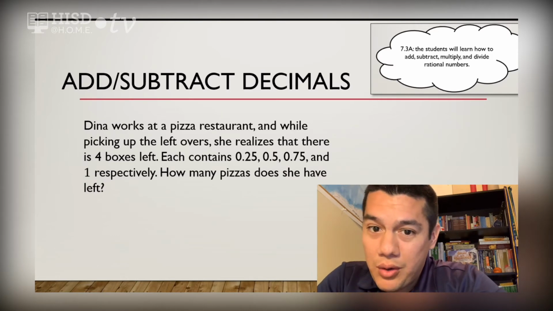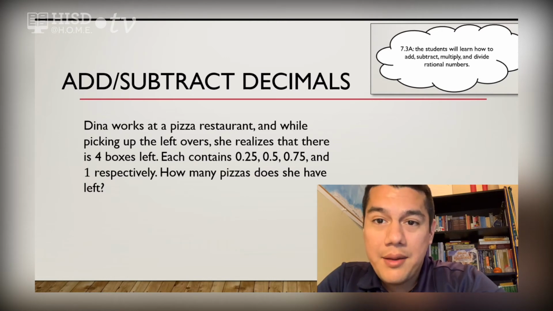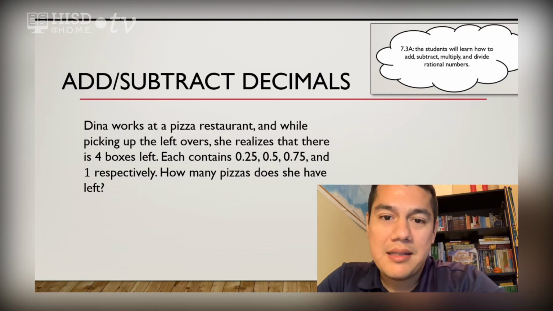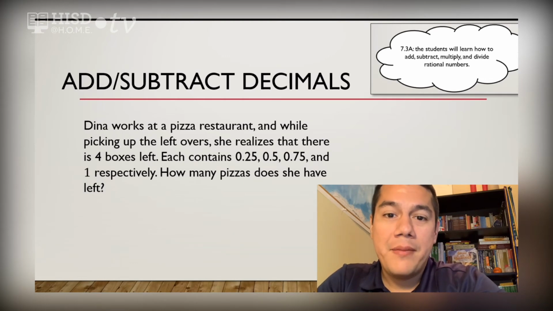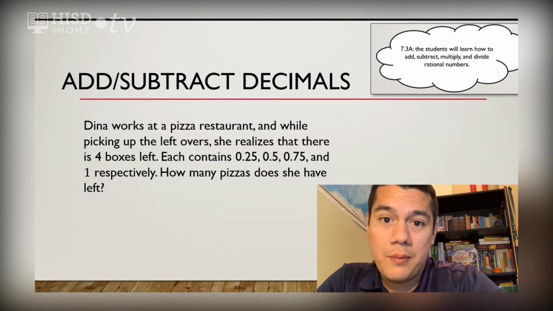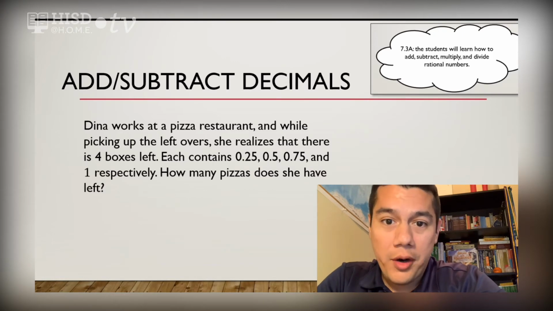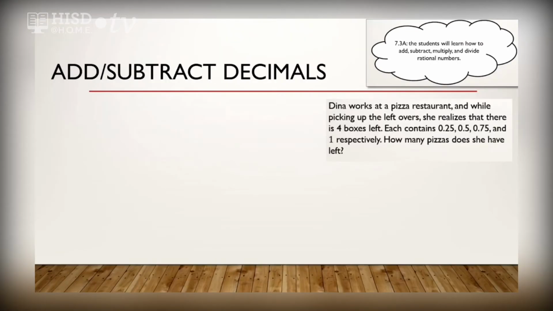If she puts all of these pizzas together, how many pizzas does she have left? Now let's see how the decimal operations work. Writing first the expression, we have 0.25 in one of the boxes, then 0.5, then 0.75, and then 1 whole box.